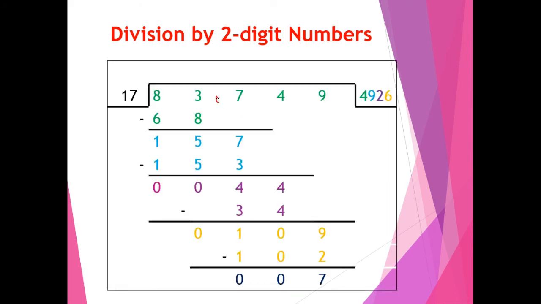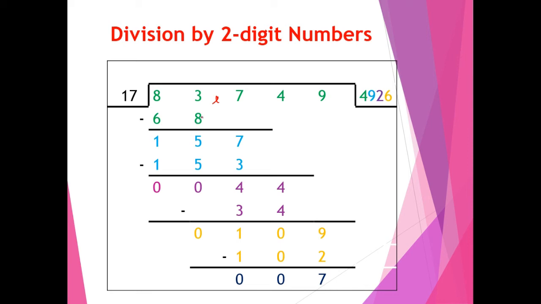Here a 5-digit number, 83,749, we have to divide by 17. Let's start with the first digit. The first digit is 8, which is smaller than 17. So we'll move toward the next digit, 83. 83 does not come in the table of 17, but less than 83 comes, which is 68. Means if you multiply 17 with 4, we will get 68.